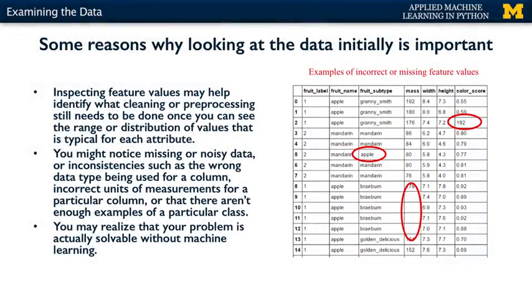Second, you might notice missing or noisy data, or maybe some specific inconsistencies, such as the wrong data type being used for a column, or incorrect or inconsistent units of measurement for a particular column, a particular feature. Or maybe you'll notice that there aren't enough examples of a particular labeled class.